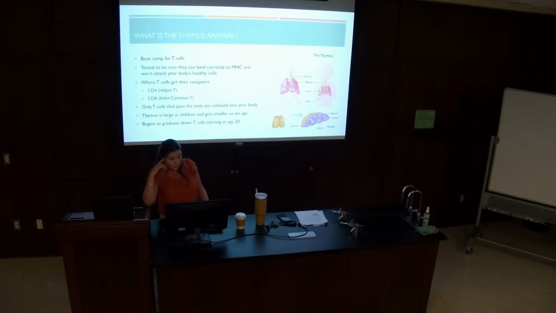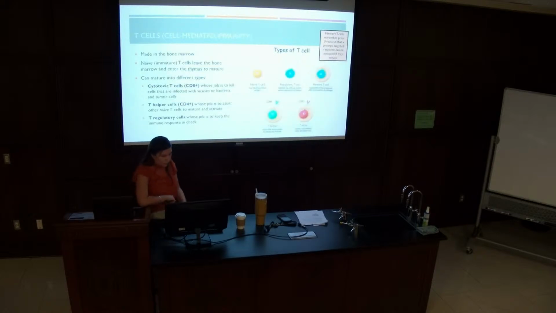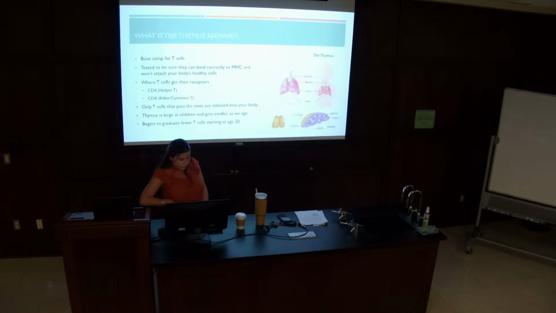And so T cells, where do they get their receptors? CD4 T cells are the helper T cells, and CD8 T cells are the cytotoxic T cells. So the receptors on them are the CD4 and the CD8. So those are right here. So the CD4, that's the receptor on helper T cells, and on cytotoxic T cells the receptor here is the CD8. And so only the T cells that pass the test are released into the body.